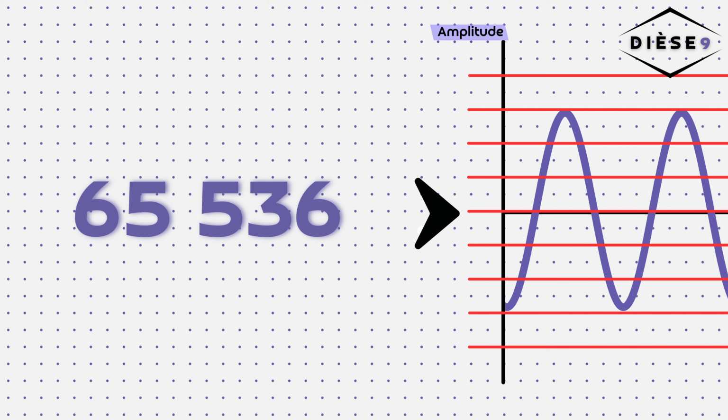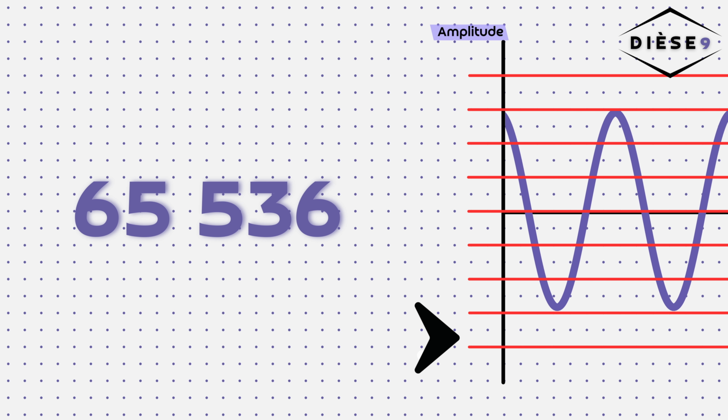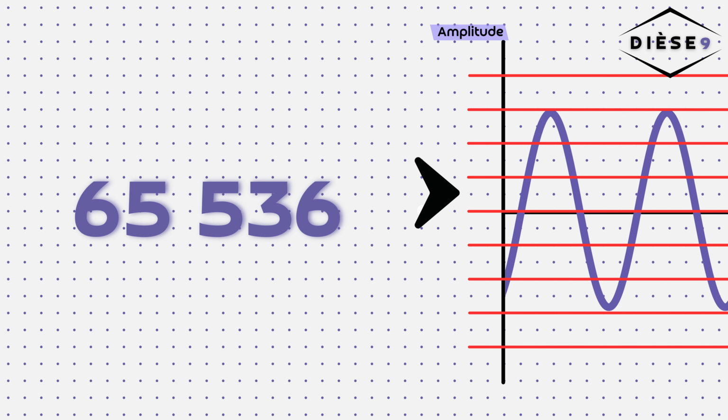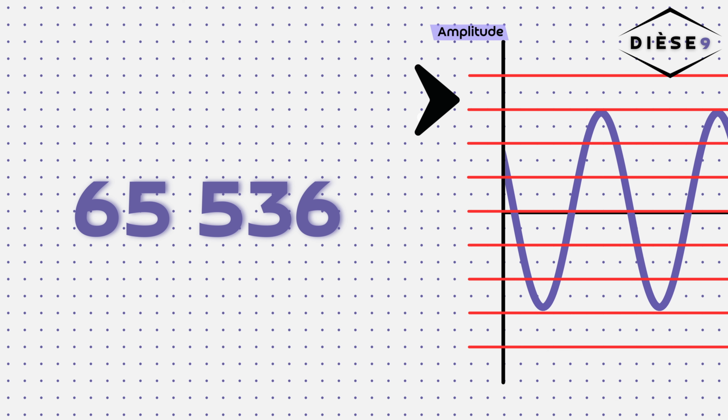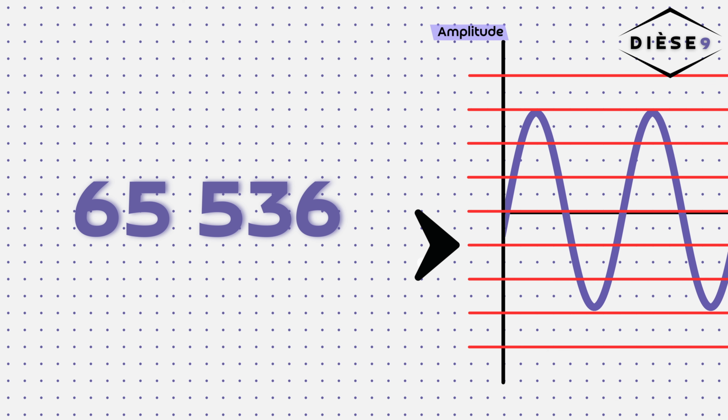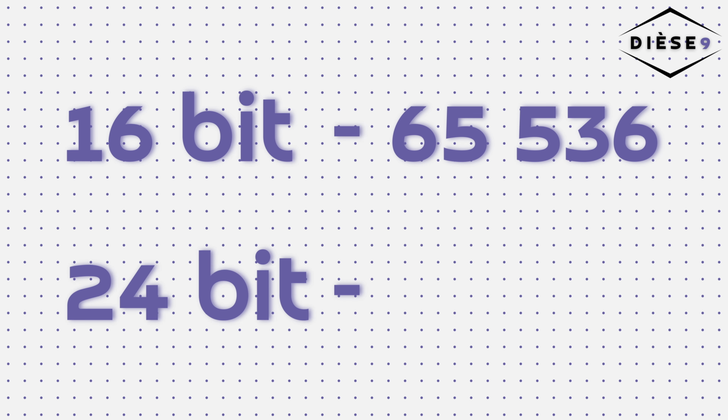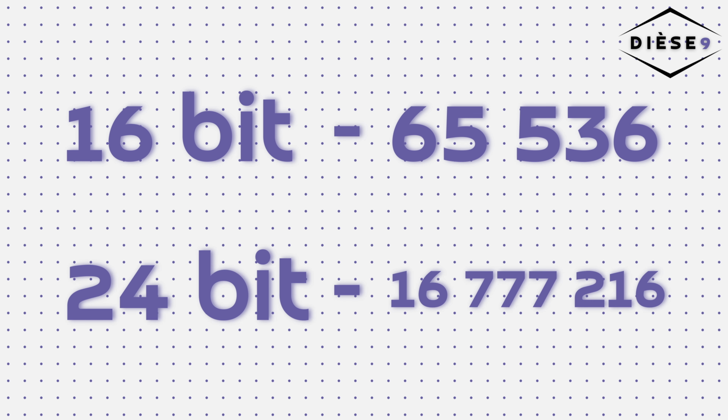Imagine 65,536 of these red lines that represent unique values that map the range from complete silence to the loudest possible sound our 16-bit system can handle. Similarly, a 24-bit depth has 2 to the power of 24, or 16,777,216 possible combinations, resulting in a much wider range of amplitude levels.